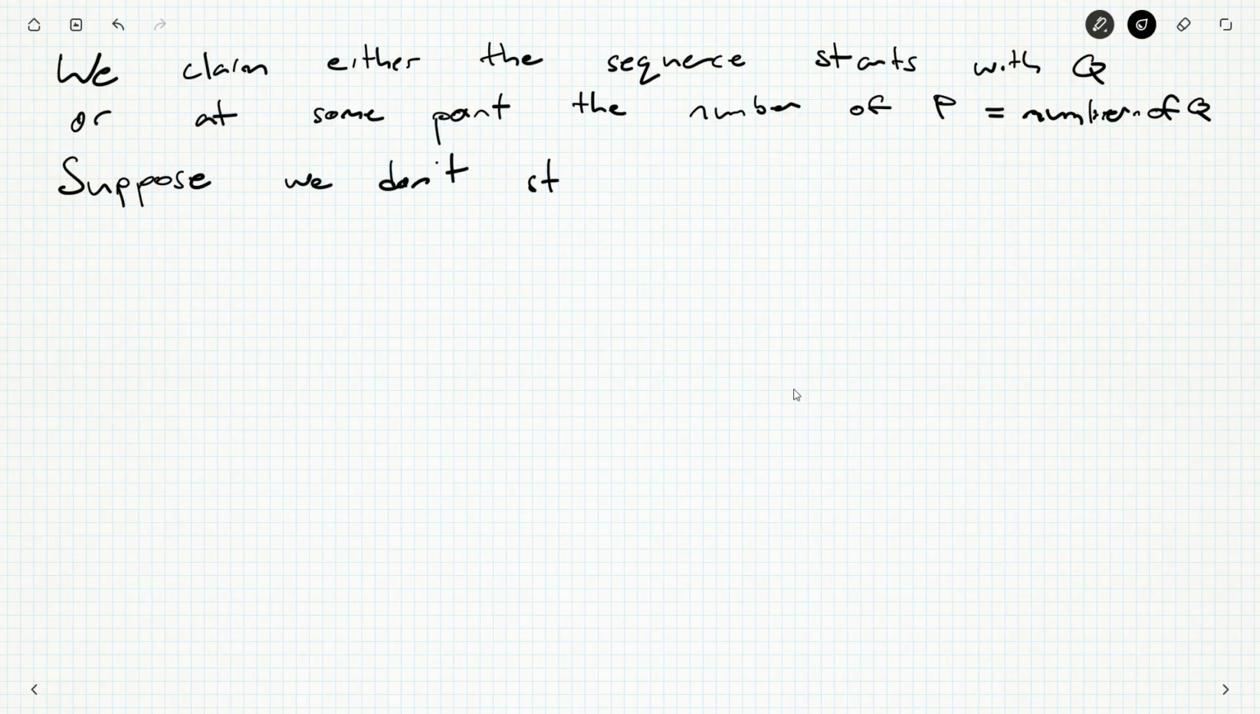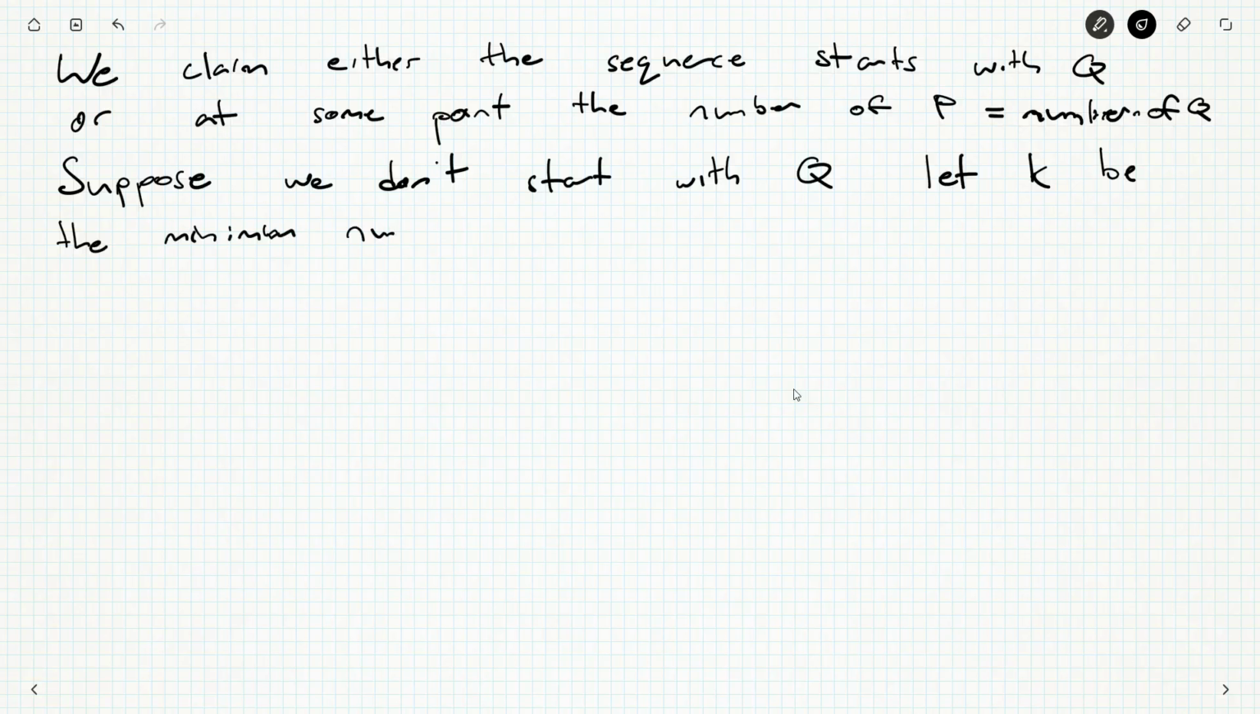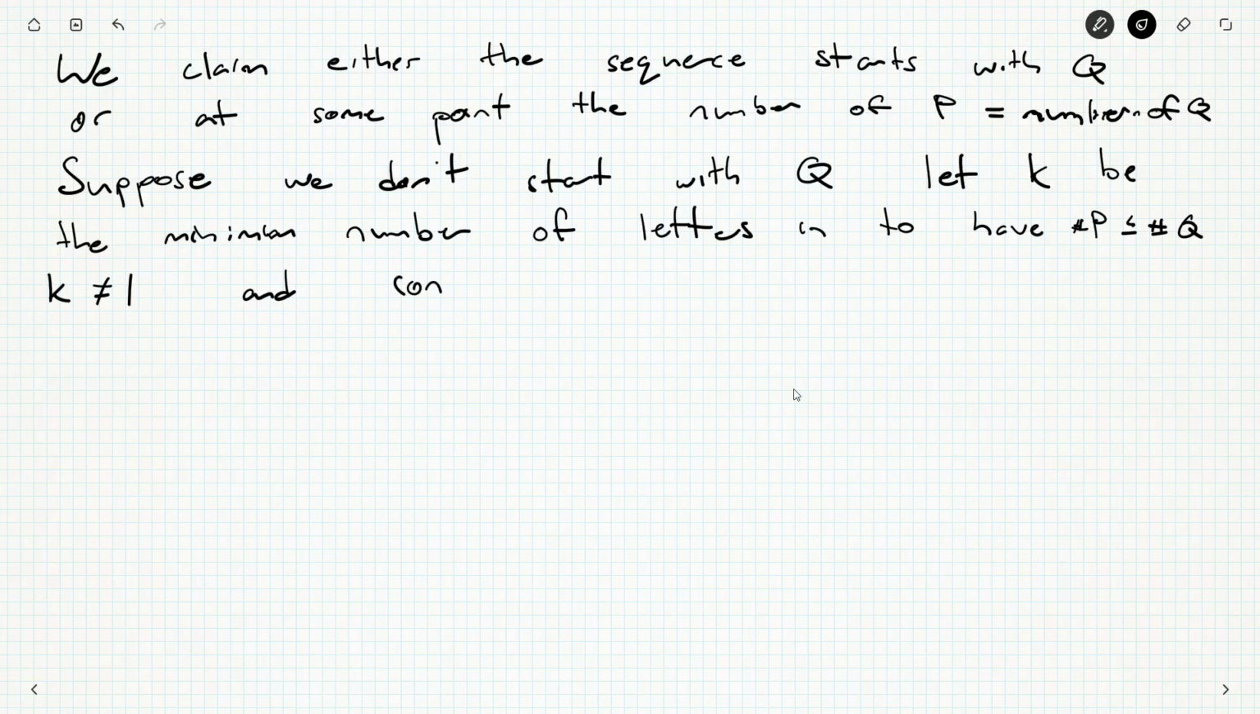So suppose we don't start with Q. Let K be the minimum number of letters to have the number of P be less than or equal to the number of Q, because that's the actual definition. We're just going to suppose we don't start with Q. So K can't be 1, because we're saying we don't start with Q.